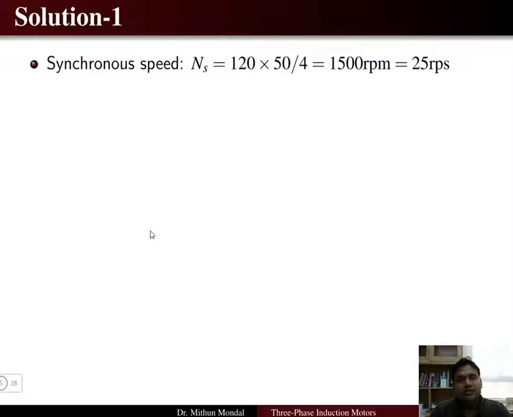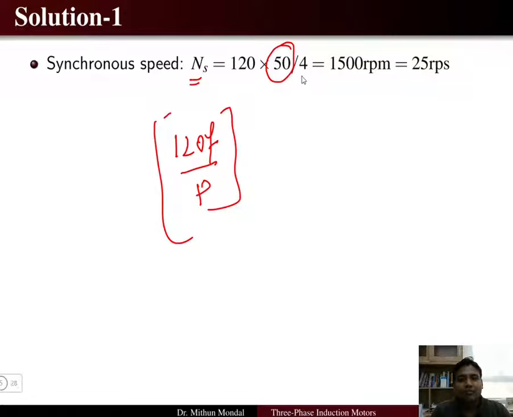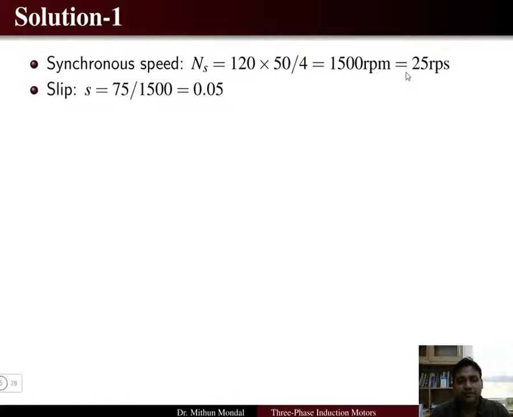So the first step is to calculate the synchronous speed. Synchronous speed is given by the formula 120 times frequency divided by the number of poles. Here the frequency is 50 Hz and the number of poles is 4, so we are getting 1500 RPM. We know that in an induction motor the formulas have been derived for revolutions per second instead of RPM, so it is better to change the unit from RPM to RPS here itself. So 1500 RPM corresponds to 25 revolutions per second.